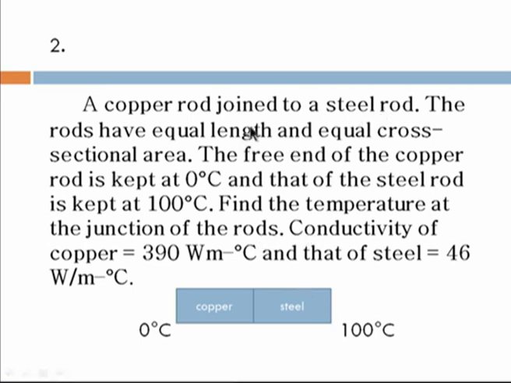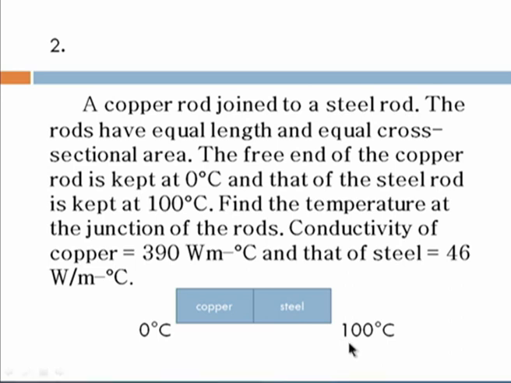So, in the given question, a copper rod is joined to a steel rod, the rods of equal length and equal cross section. So, here L1 of the copper rod and L2 of the steel rod are the same, and the equal cross sectional area A is the same for both. The free end of the copper is kept at 0 degrees centigrade and that of the steel rod is kept at 100 degrees centigrade. He is asking for the temperature at the junction of these rods. He is given the copper K1 value and the steel K2 value.